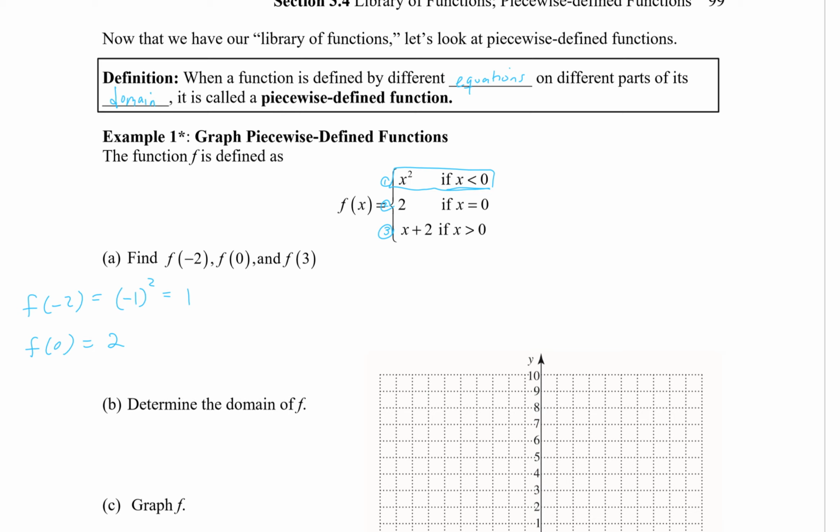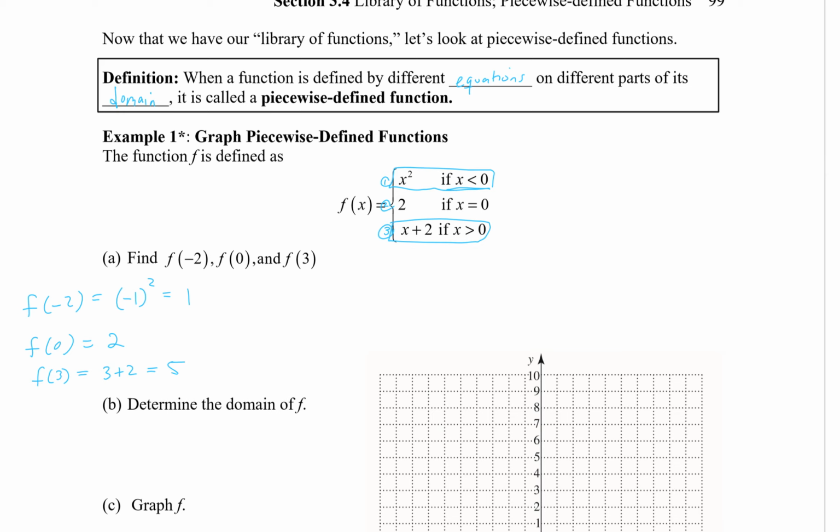How about if I want to plug in 3? I want to plug in a larger number than 0, like 3. Which equation do I use? Well, according to the piecewise, I can only use equation 3. And you can only use one equation anyway. So in this case, I'm going to plug 3 into the x for equation 3. 3 plus 2 is 5. It's just that simple. Okay?